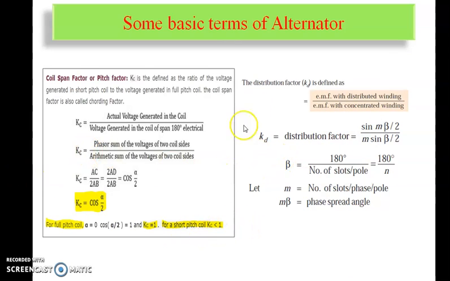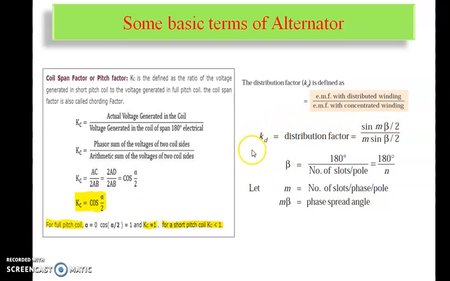Again, there is one more factor we call the distribution factor, which is defined by Kd. Kd is nothing but distribution. K distribution factor is defined as the EMF with distributed winding divided by the EMF with concentrated winding. So you should remember only this formula: Kc equals cos alpha by 2, and the Kd formula, Kd equals distribution factor equals sin of m beta by 2 divided by m into sin beta by 2. You should remember these formulas at any cost.